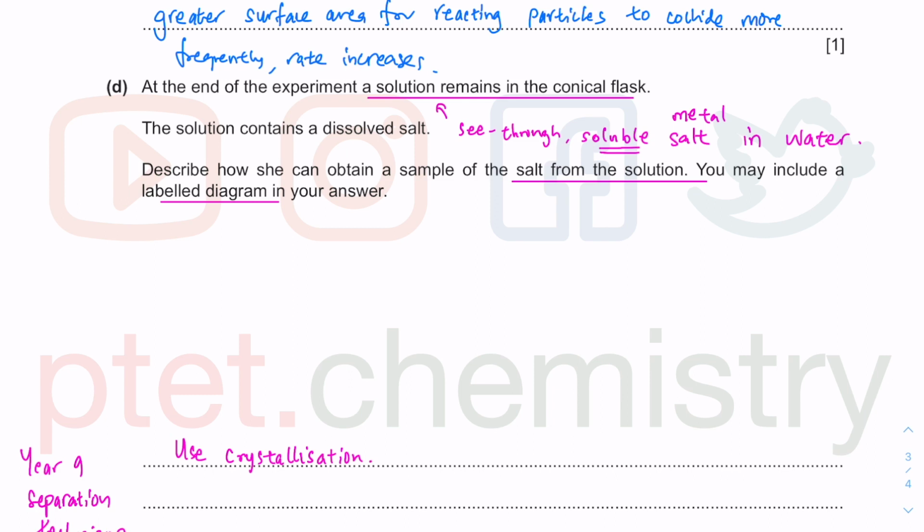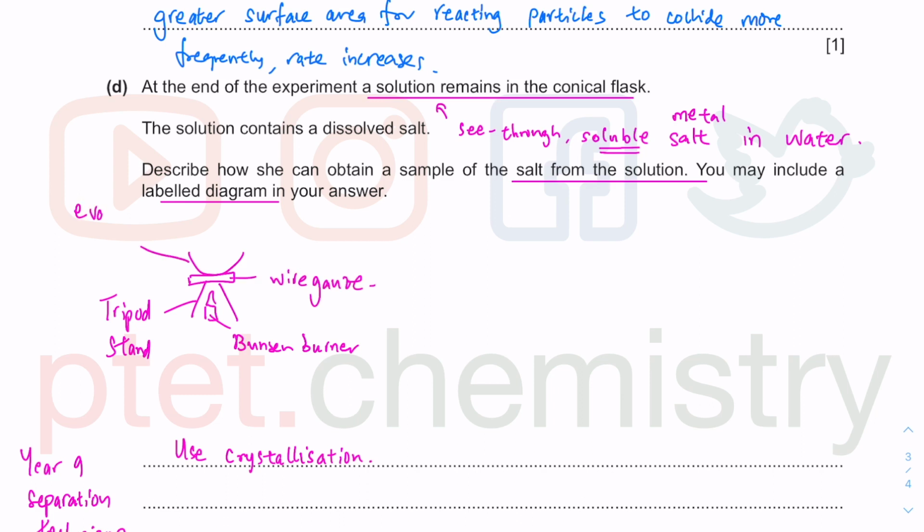So what you have is you would heat up the salt. So I will have a Bunsen burner, I will have my tripod stand, and then I will have my wire gauze, and then I will have my evaporating dish. So these are all in year 9 combined science chemistry. So what we have there is a solution.